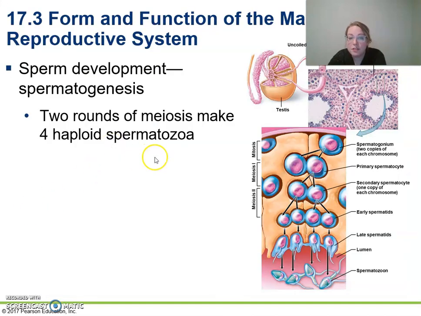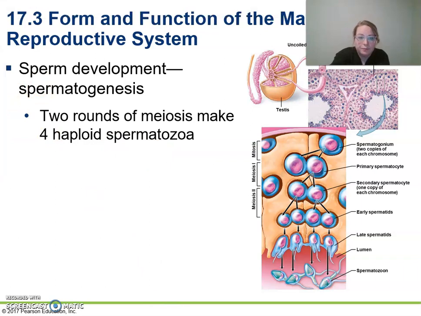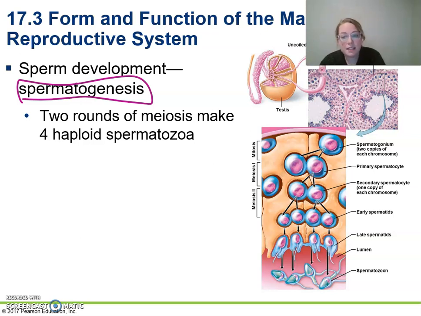Now let's talk about spermatogenesis, or sperm production. So the creation of sperm. And so we have 2 rounds of the specialized cell division called meiosis to make 4 haploid, or single chromosome, cells. Okay. So our regular body cell, let's draw.